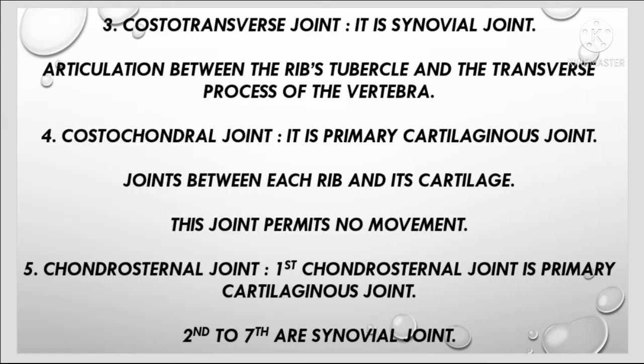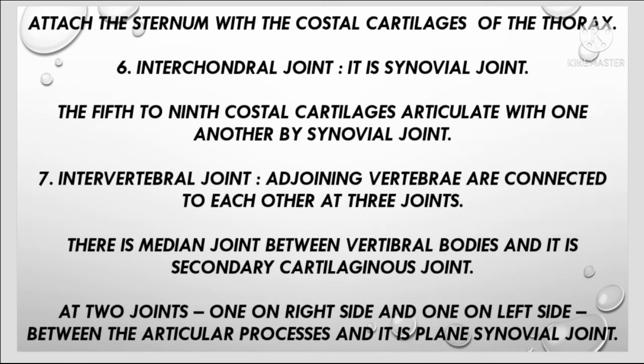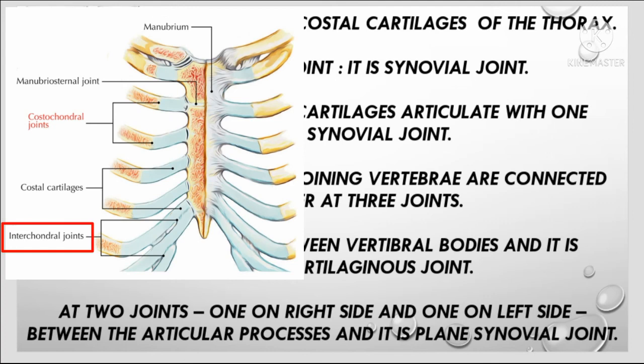Chondrosternal joint. The first chondrosternal joint is a primary cartilaginous joint. 2nd to 7th are synovial joints. They attach the sternum with the costal cartilages of the thorax. Interchondral joint. It is a synovial joint. The 5th to 9th costal cartilages articulate with one another by synovial joints.